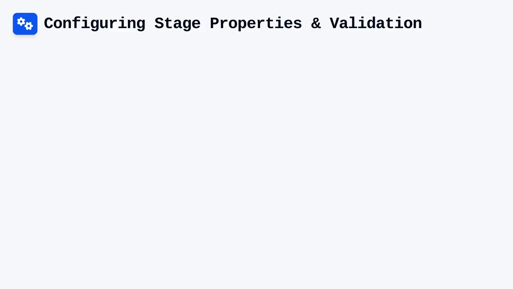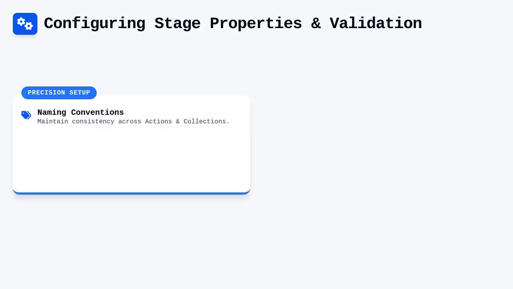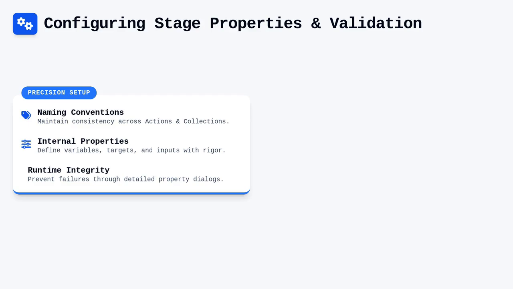Configuring stage properties is an iterative exercise that requires precision and consistent naming conventions. Each stage, whether it is a simple action or a complex collection operation, carries its own set of internal properties that define what the robot actually does at runtime. When you open the properties dialog for a stage, you are defining the variables, targets, or inputs that the process depends on, and these must be configured with rigor to avoid runtime failures.